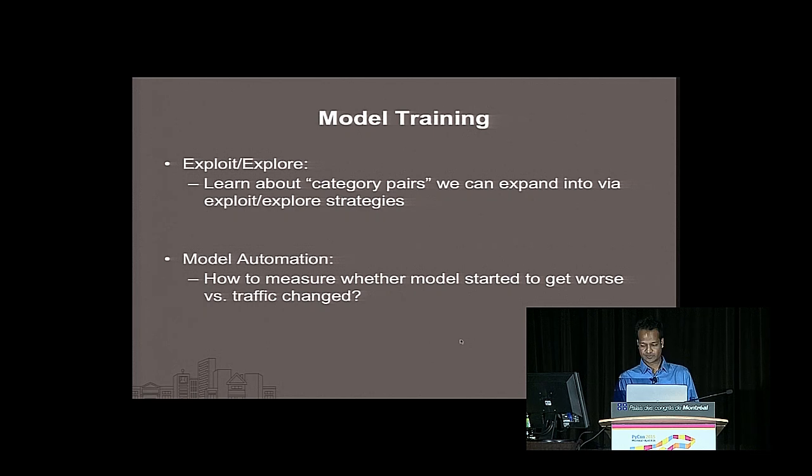And then the other aspect is that of model automation. How do you measure when your model starts to get worse because the traffic has changed, right?